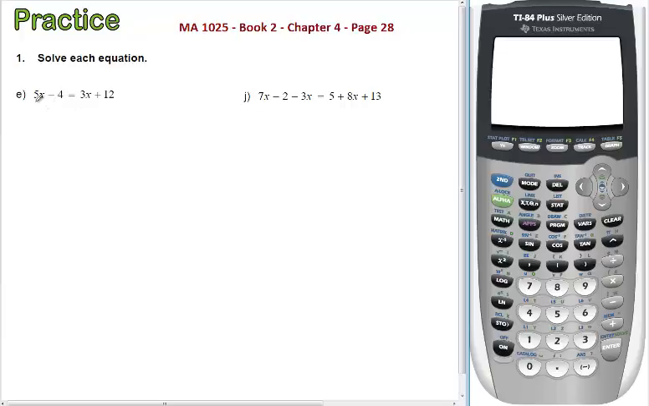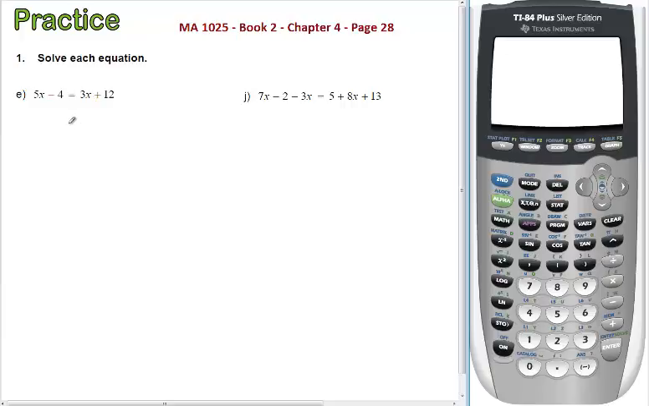The first one has 5x minus 4 equals 3x plus 12. I'm sure you notice that we have x's on both sides of the equal sign. What happens when you have x's on both sides? You have to bring those together and combine those like terms. And you notice, I'm sure, that there's a negative 4 on this side with a number on the other side, positive 12, and we're going to combine those together as well.